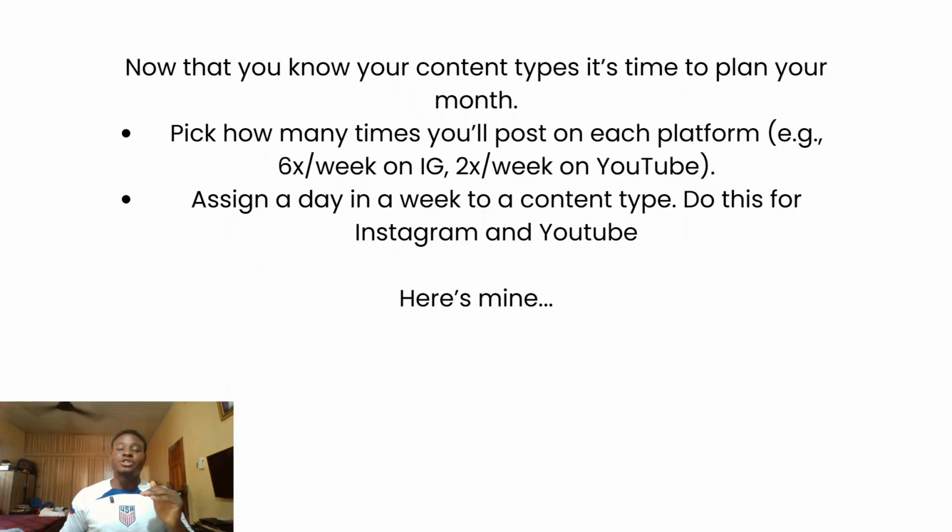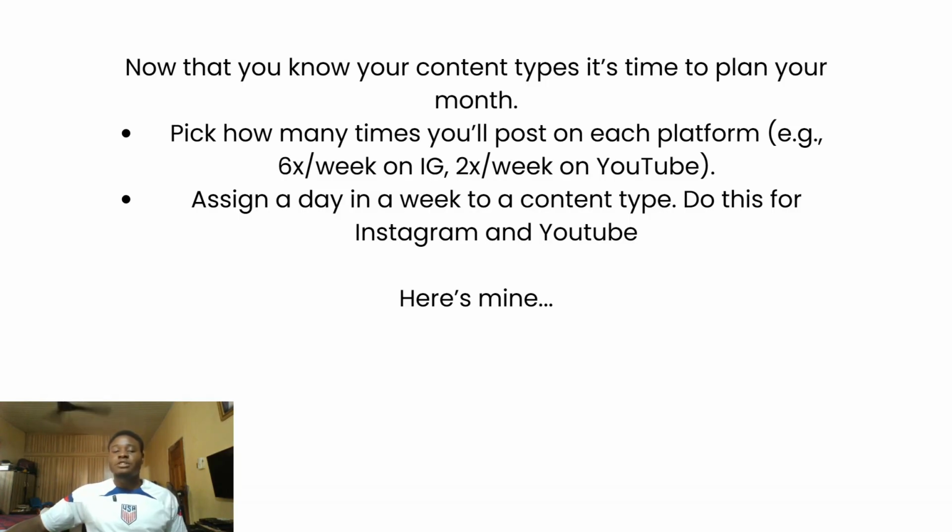Now let's move on to step 3, scheduling your content on the calendar. So now that you know your content types, it's time to plan your month. The first thing is you need to pick how many times you post on each platform. So there's no cap. If you want to post 20 times on Instagram, post. If you want to post 5 times a week on YouTube, post. Depends on what you can manage.